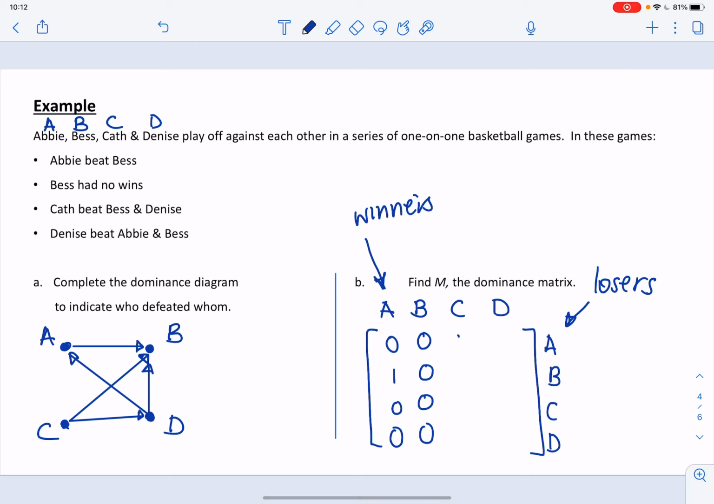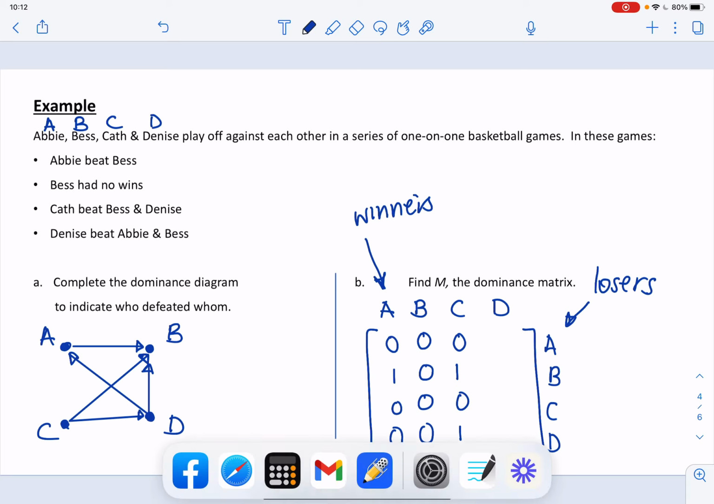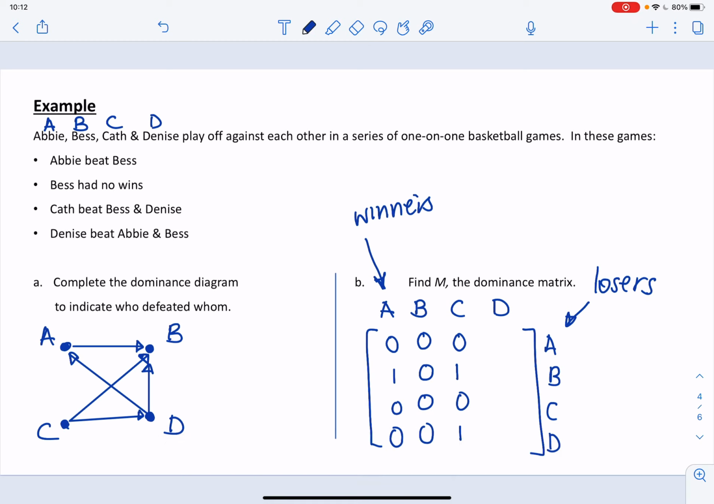C, she didn't beat A, but she beat B. She didn't play herself, and she beat D. And then the last one we're looking at, oops, bugger. My hand's too heavy, is Denise. Denise beat Abby, Denise beat Bess, she didn't beat Kath, and she didn't play against herself. And this is called M, my dominance matrix. So it's using exactly the same steps we took in the communication matrix, except that all of these arrows are only one way. So that's part A and B completed.